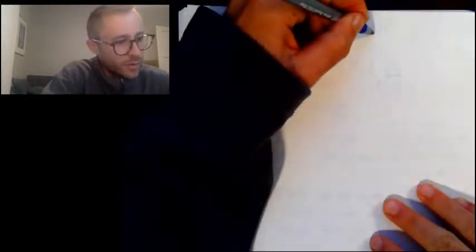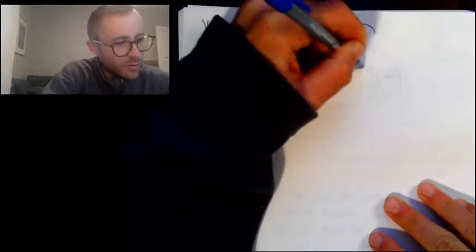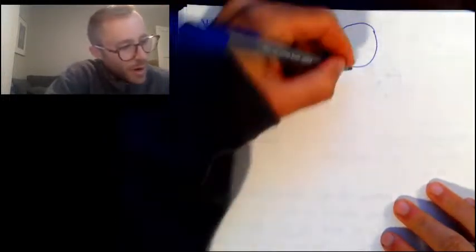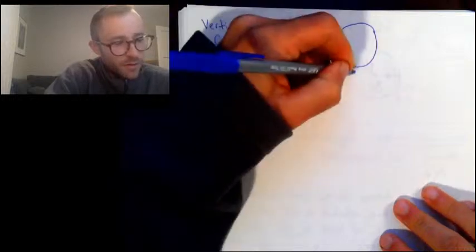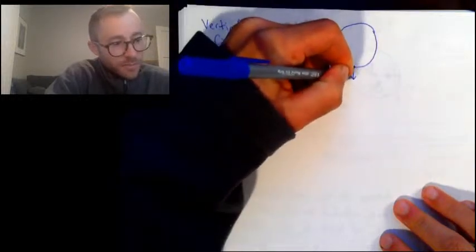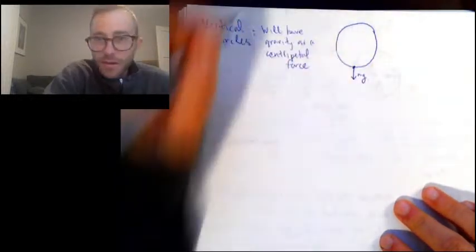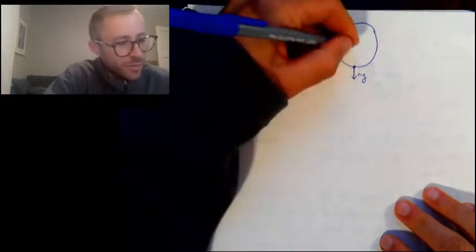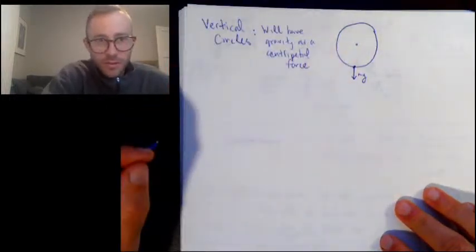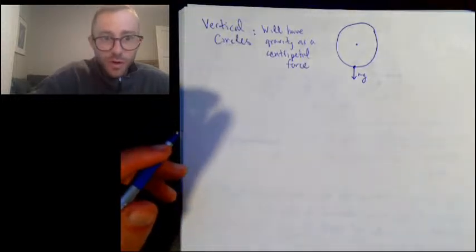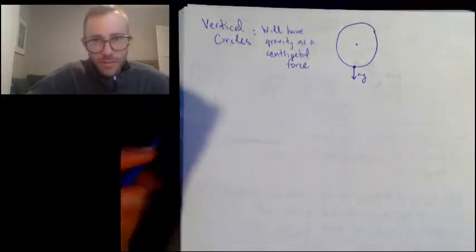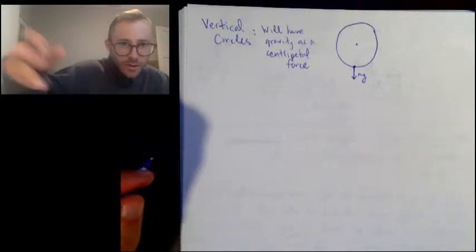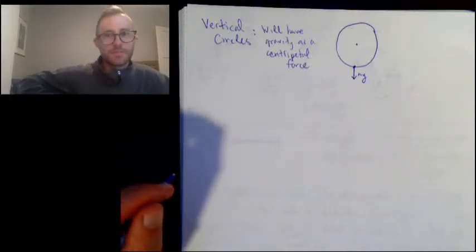If you think about moving in a vertical circle, when you're at the bottom of the circle, gravity points down. So gravity actually points away from the center of the circle. So we would say that's a centrifugal force. Centripetal means in towards the center. Centrifugal means away from the center.